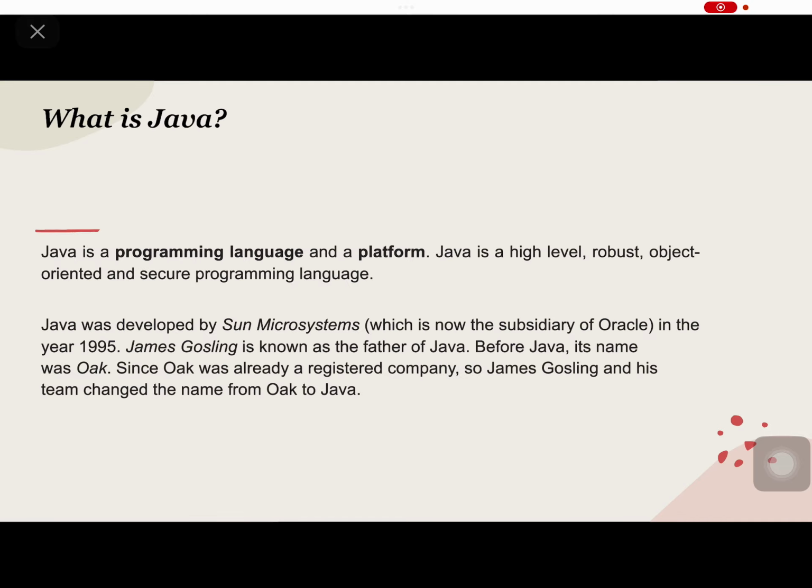So Java, what is Java? Java is a programming language and a platform. Java is a high-level, robust, object-oriented, and secure programming language. It was developed in the year 1995 by James Gosling and his team at Sun Microsystems. It was initially named Oak, then it got changed to Java. We'll be looking into a little bit more depth of the history and how it evolved and other stuff.